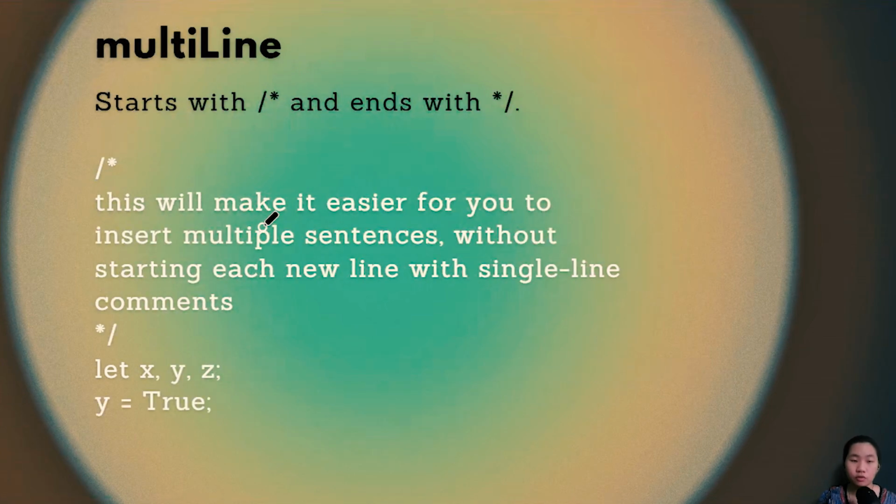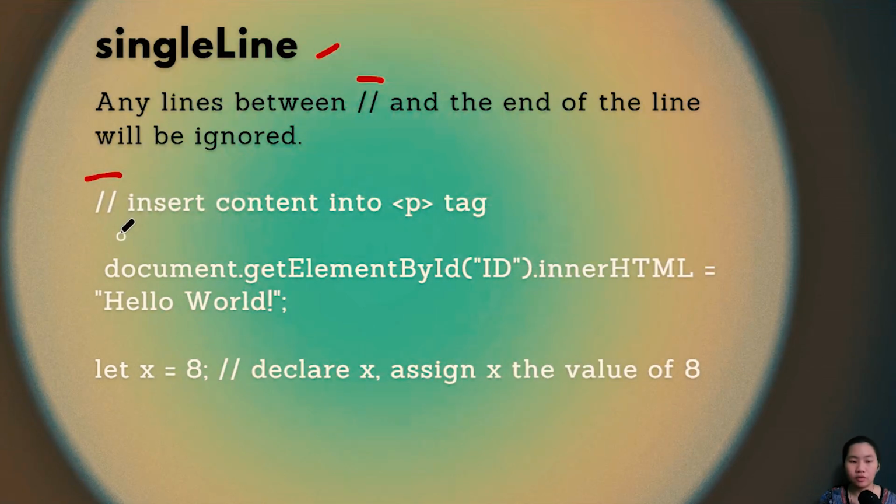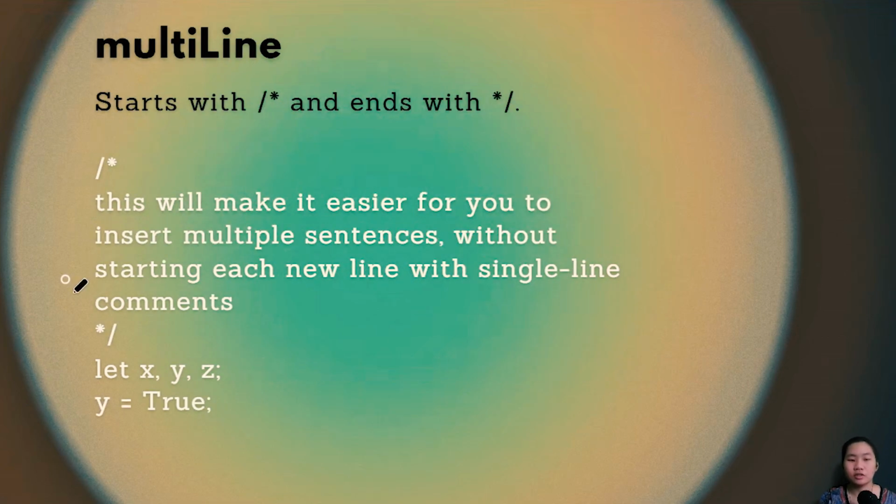Let's move on to multi-line. Multi-line is quite similar to single line in terms of syntax, but you have this little asterisk, this little star. These two mark the beginning and end of a comment, so you don't have to worry about end of line. And this will allow for new lines. As you can see here, this will make it easier for you to insert multiple sentences without starting each new line with a single line comment. So instead of doing one, two, do the comment, another one, two, do the comment, you can just do this, very easy. And JavaScript will not touch this at all.